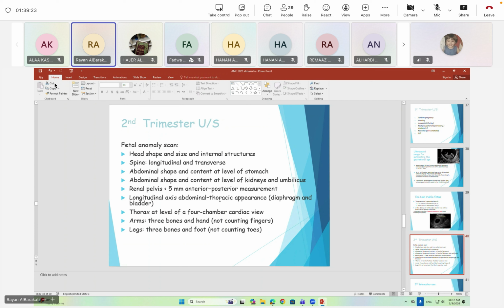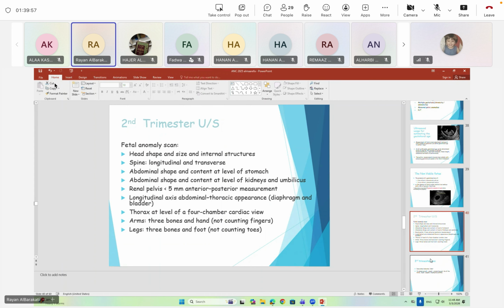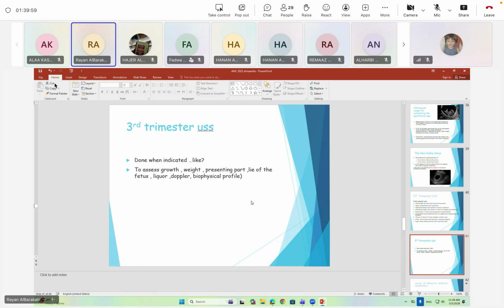However, sometimes at 20 weeks this is not very clear, and we wait for 24 weeks, or we redo this view at 24 weeks. Arms should have 3 bones and a hand, not counting the fingers. Legs, we have 3 bones and a foot, without counting the toes. However, always remember that ultrasound in pregnancy will detect only 50% of the congenital anomalies, and small congenital anomalies might be missed in up to 50% of the cases.